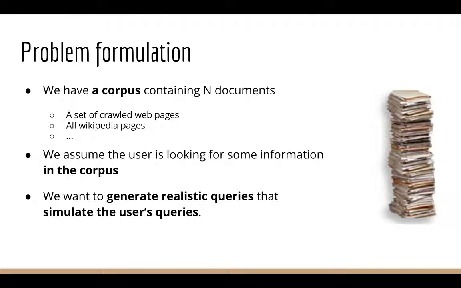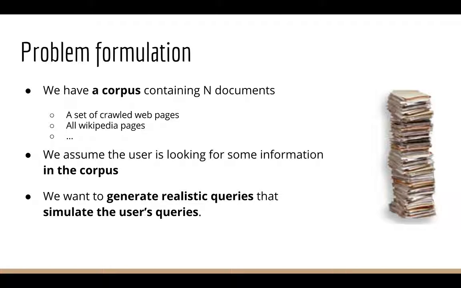But still, we want to at least look a little bit into the problem and try to make a little bit of contribution. The formulation we have is this. Firstly, we have a corpus containing n documents. This is either a set of crawled web pages or Wikipedia pages. And for now, as I will show you later, we are using the DBLP dataset.